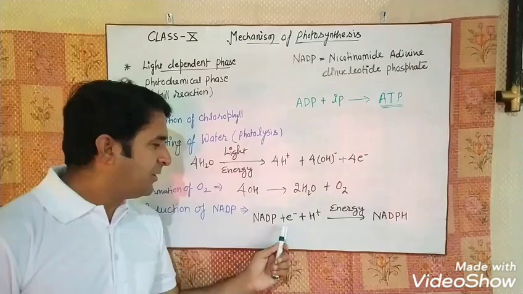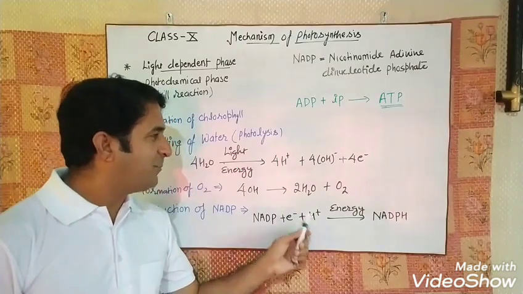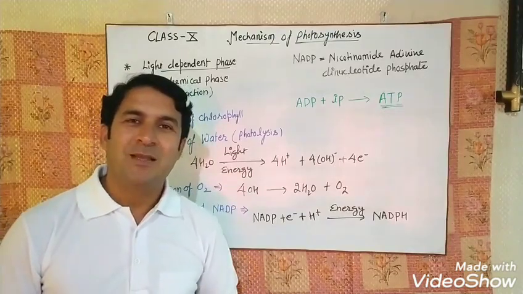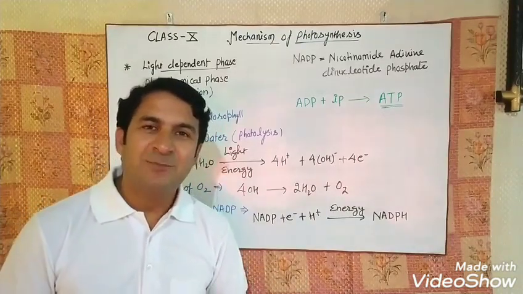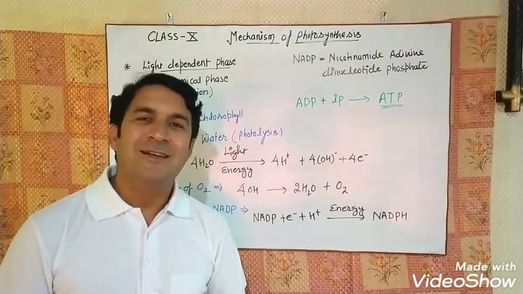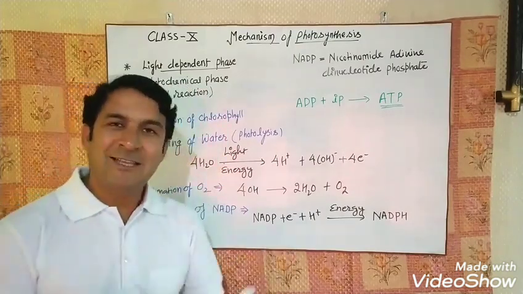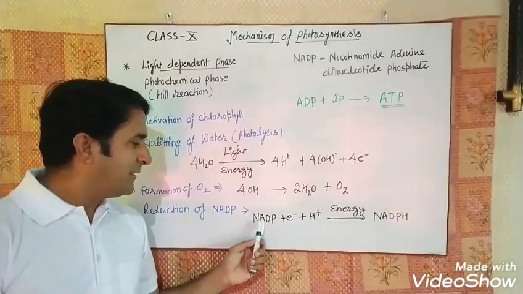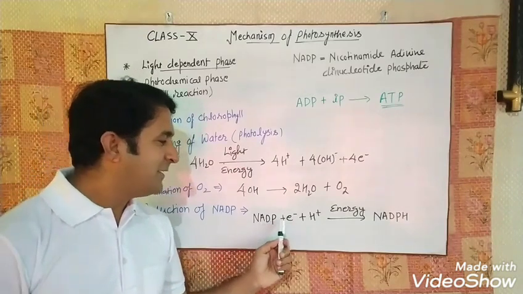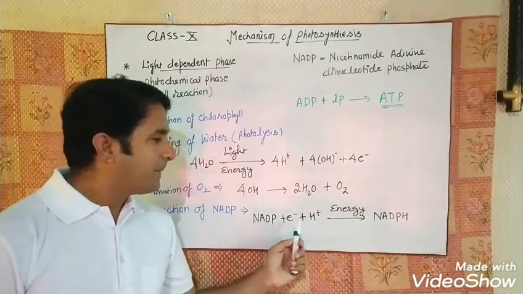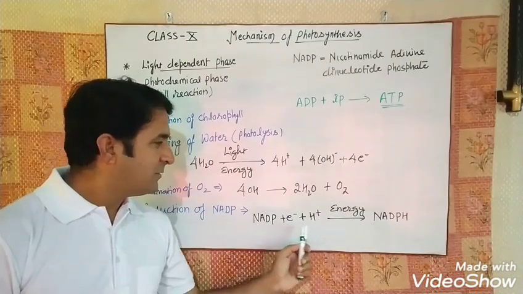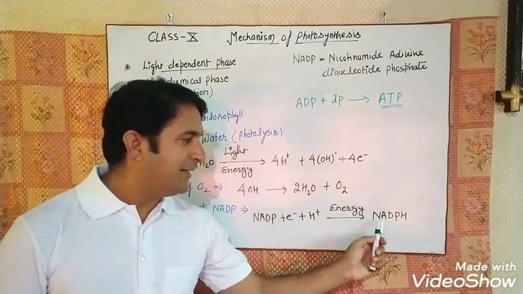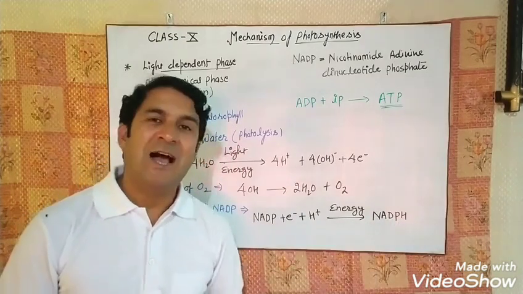This will reduce inside the plant with the help of H plus ion. Here you can see, and you know in chemistry you also study that the gaining of H plus ion is called reduction, whereas the gaining of electron is also called reduction. So here the nicotinamide adenine dinucleotide phosphate undergoes the reduction process and converts into NADPH. That means nicotinamide adenine dinucleotide phosphate hydrogen.